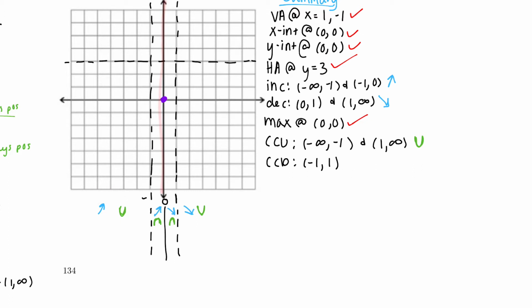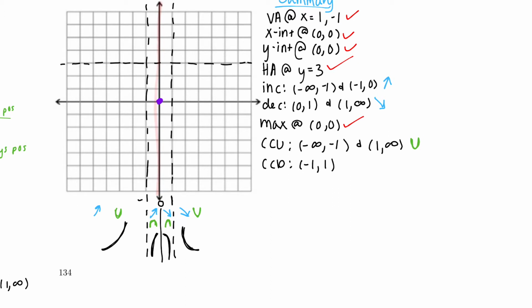So increasing concave up will be this shape. Increasing concave down will be this shape. Decreasing concave down is this shape. Decreasing concave up is this shape. So we know that we have to follow these asymptotes. So it makes sense that in this interval right here, it makes this shape. So making this shape here, this is a max. We know it's a max because it said it was a max. And then down to here. And then this shape in here.